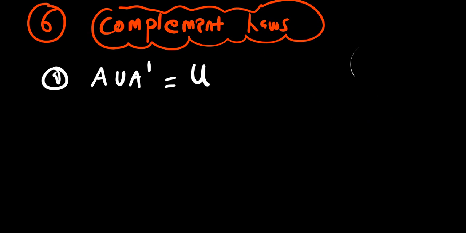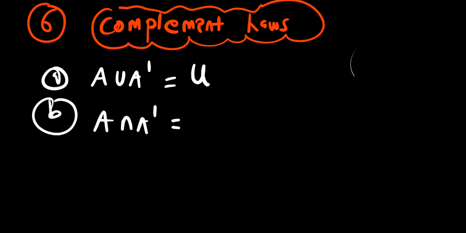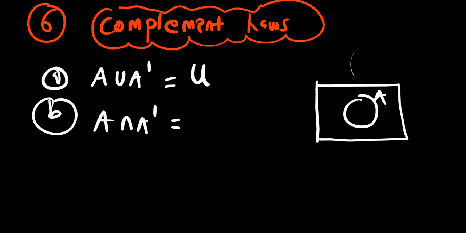Then another complement law that you need to understand is, if we say A intersection A complement, what are you going to get? What is common between A and its complement? The same analogy, this is A, and A complement will be everything outside A. Now what is common between the two? You're able to see that there is nothing that is common, so the answer will be an empty set. What is common between what is inside something and what is outside?